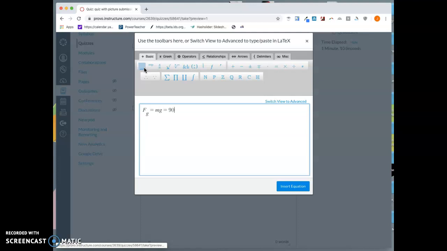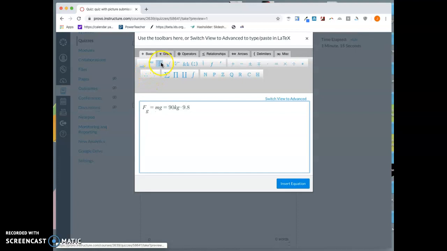So I know it's 90 kilograms times 9.8, but I need some units here and I need a fraction. So I come up to my fraction button and I do meters per second. I need a squared, so I need a superscript. Put my squared in there. Then I know that it equals, and I already did my calculation, I know it equals 882 newtons.